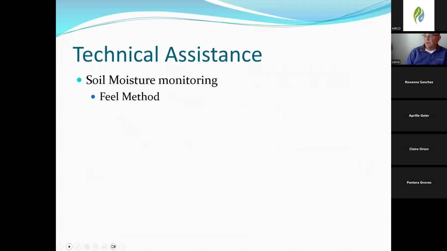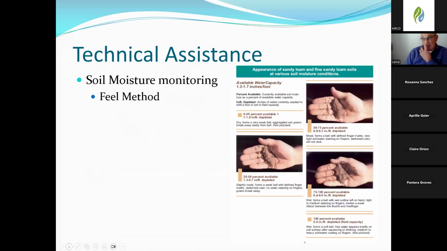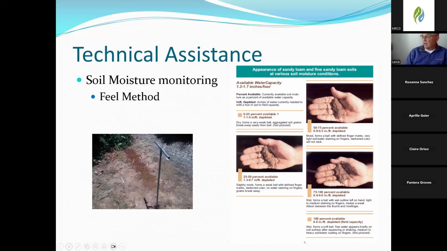There's also the good old moisture feel method. This is a flyer that's produced by USDA, and it shows what different soil types appear to be when they're down to 25 to 50% available water. You've got to have the soil probe itself to be able to pull the soil core to do the hand method.